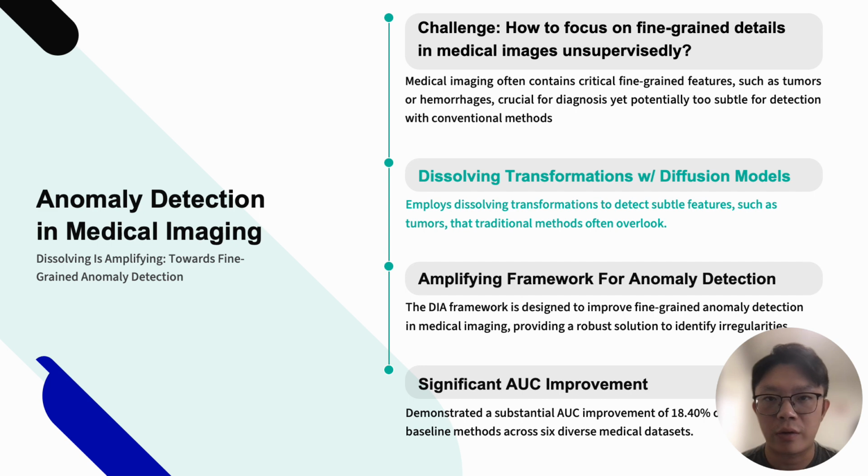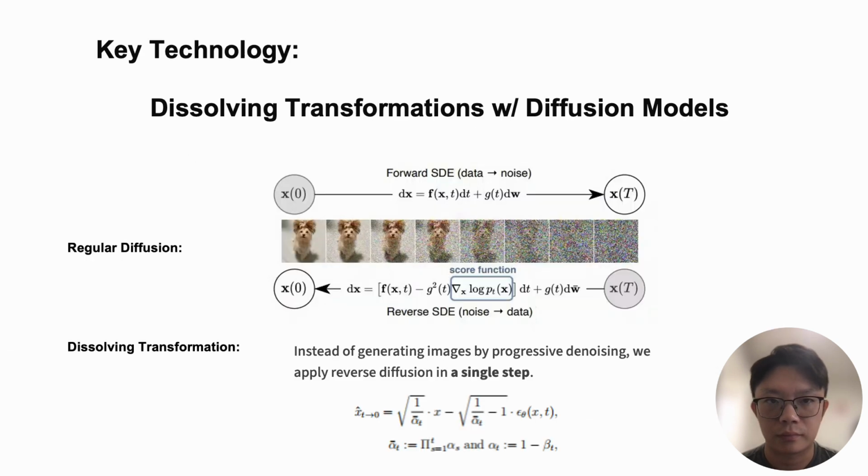Next, our first technology, dissolving transformation with diffusion models. Remember that the regular diffusion model contains a forward and reverse diffusion process to add noise and remove noise on images. Our dissolving transformation directly applies a single-step reverse diffusion on the image to remove the fine details without using the progressive process.